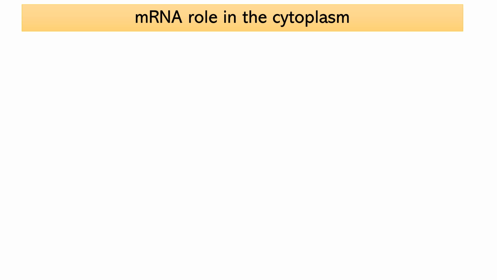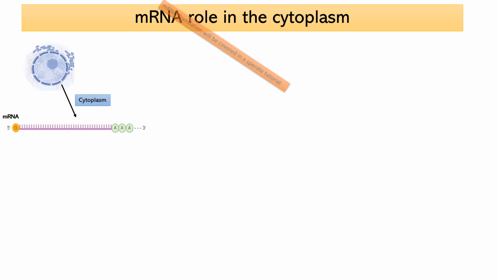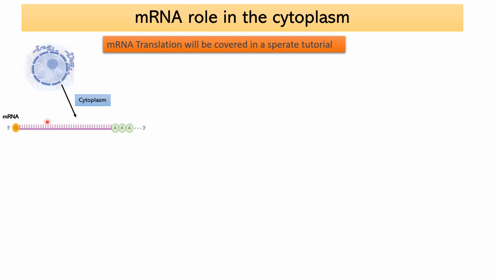Now we will start with understanding the role of the first RNA type, which is messenger RNA. First of all, messenger RNA is involved in a process called translation. Translation is the process of synthesizing proteins. We will cover this topic in our next video, but here we will just show very generally the role of mRNA within the cytoplasm. So this is the nucleus.